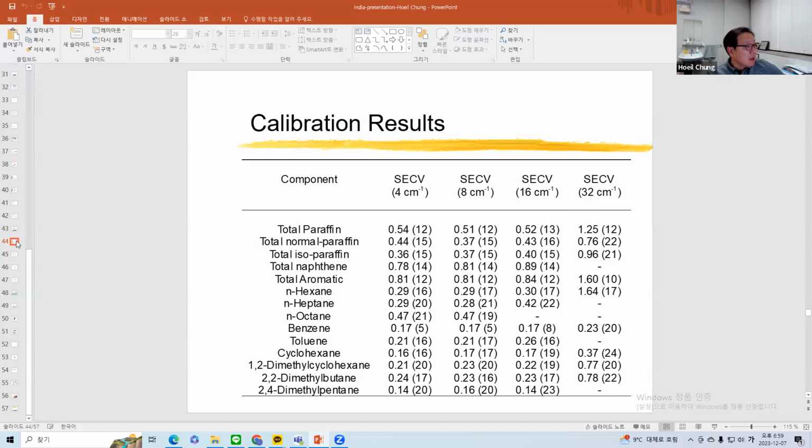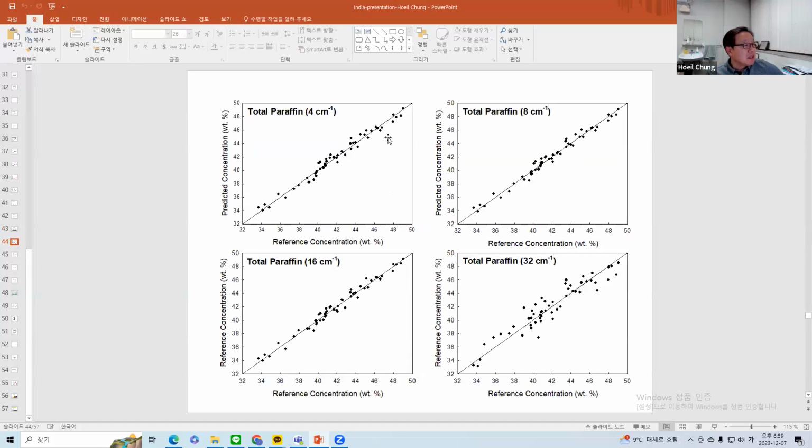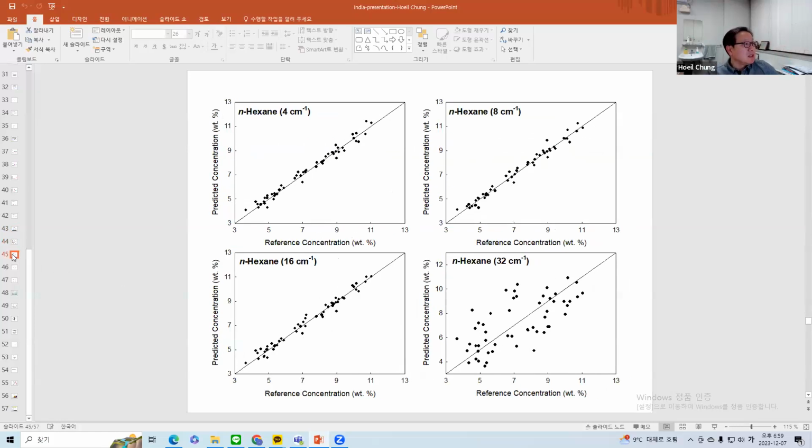This is the total paraffin concentration at 4 wave number, 8, 16, and 32. You can see the correlation is quite similar, but it is getting more scattered. This is normal hexane. In the case of 32, you can see it like that. When the resolution is not great enough, I think that is quite dangerous.